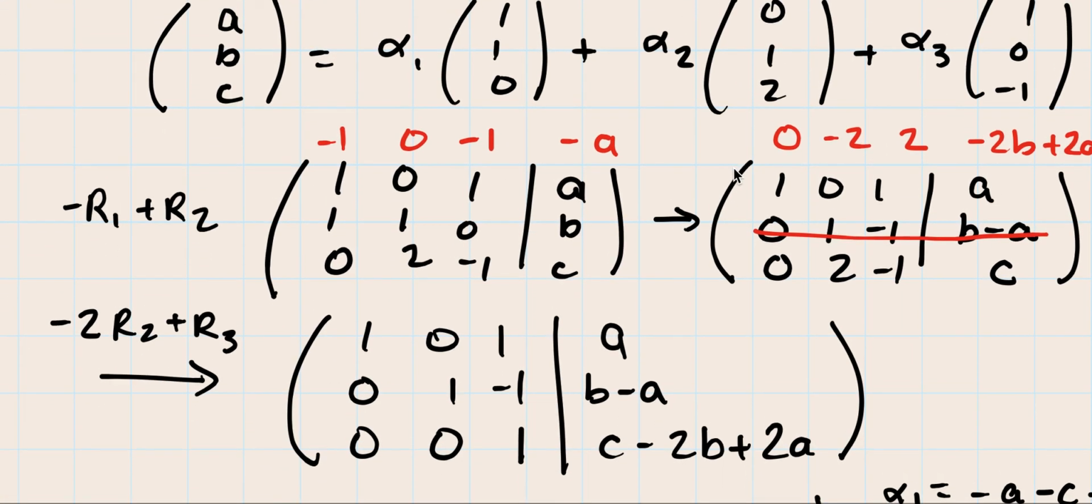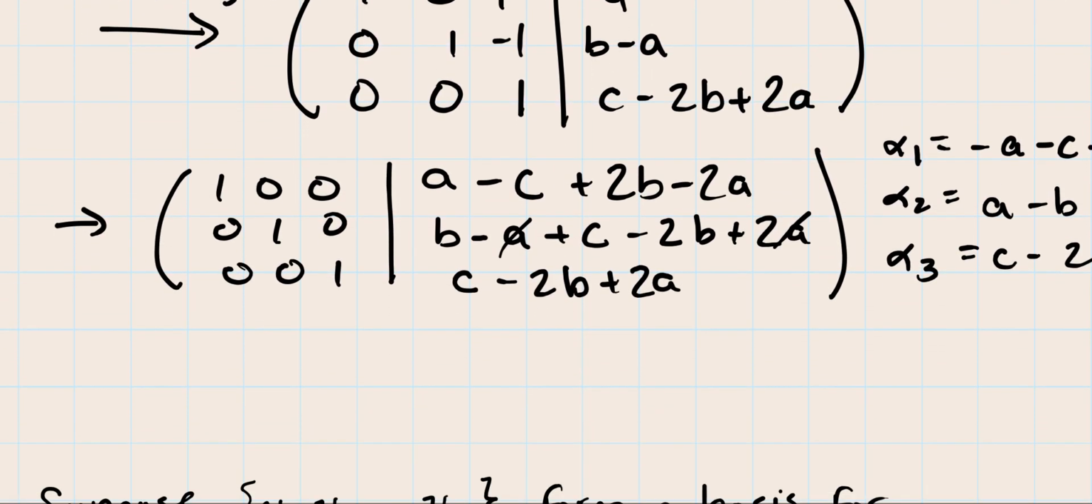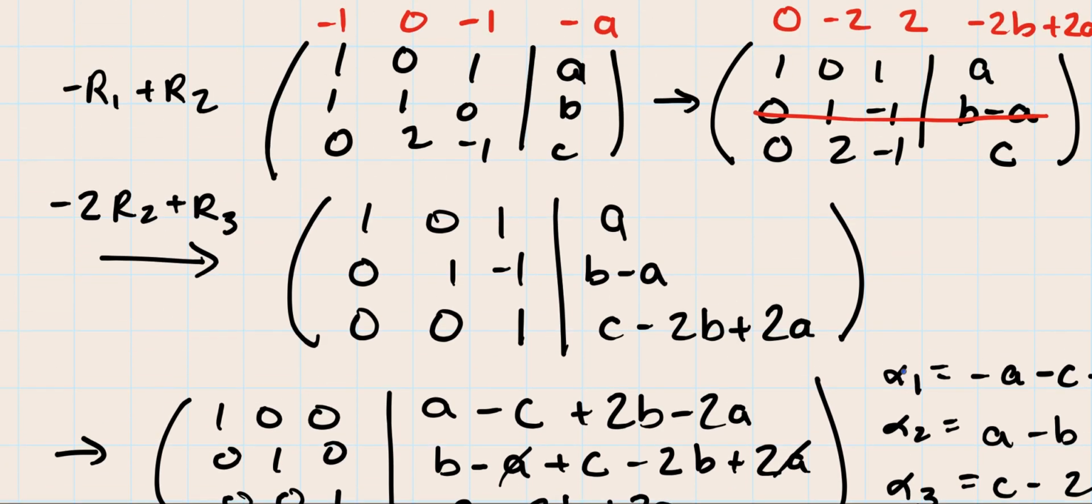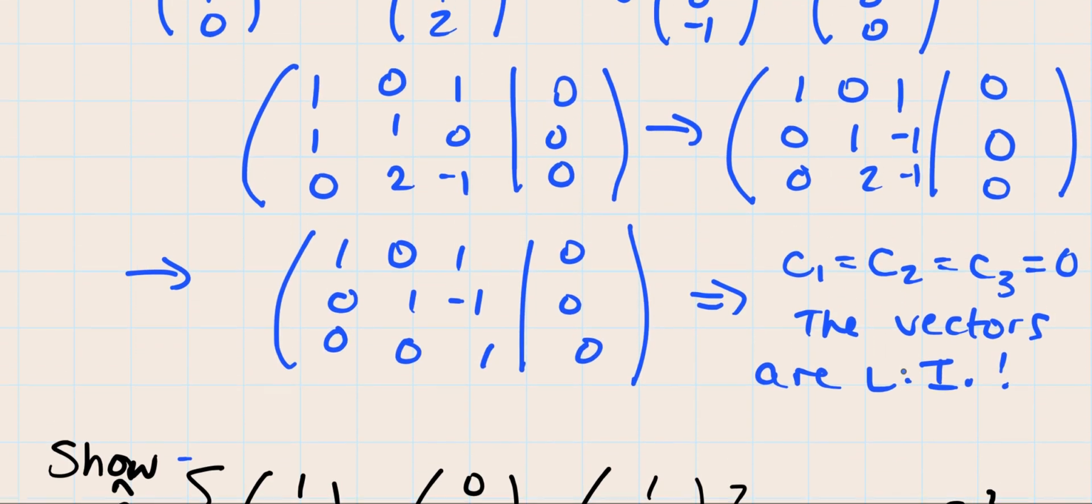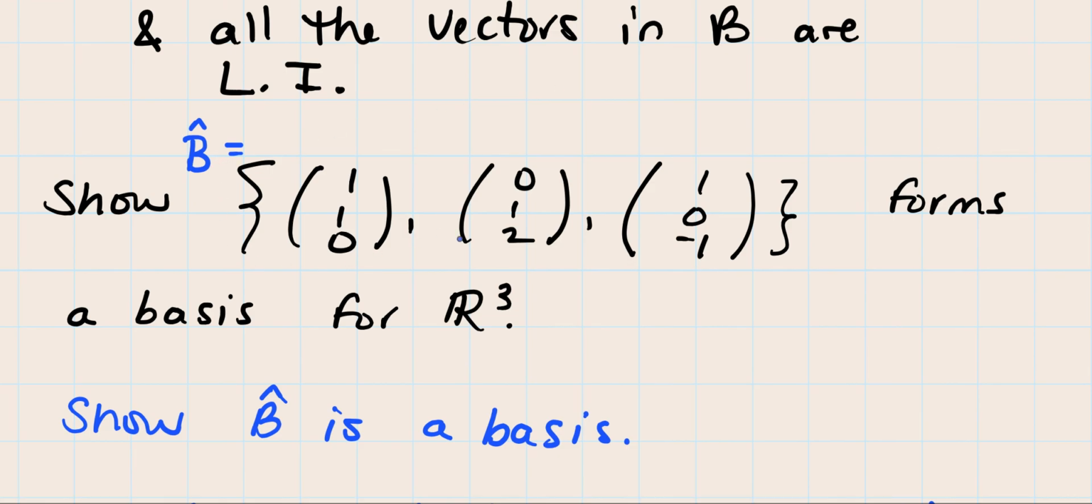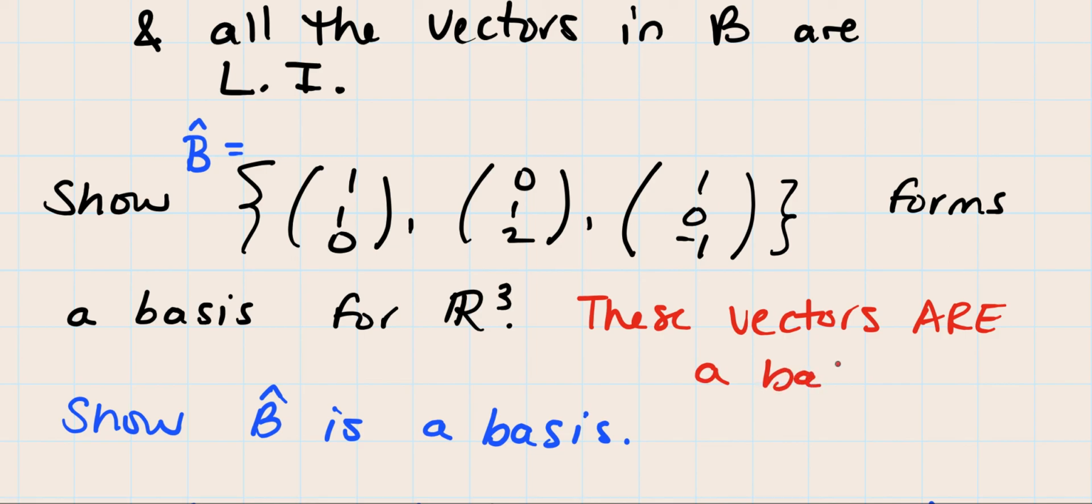Great. So that was a lot of work, as you can see, but we've shown that these vectors span R3. So the vectors span R3, and they're also linearly independent, which means they're a basis for R3, and that's what we wanted to show. So these vectors are a basis for R3.